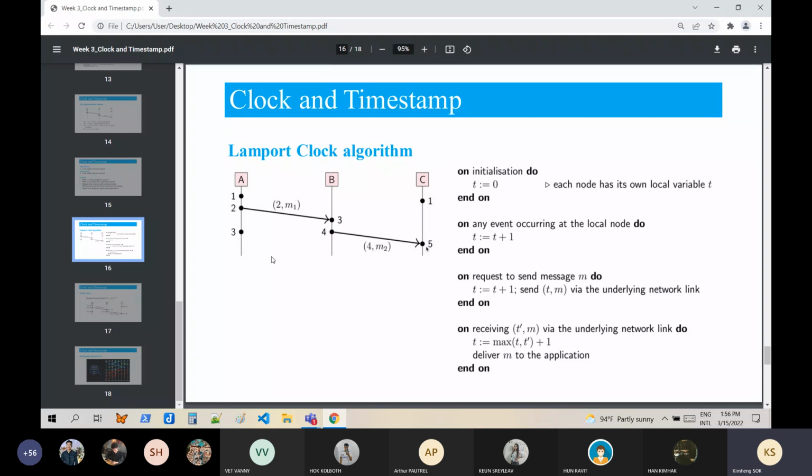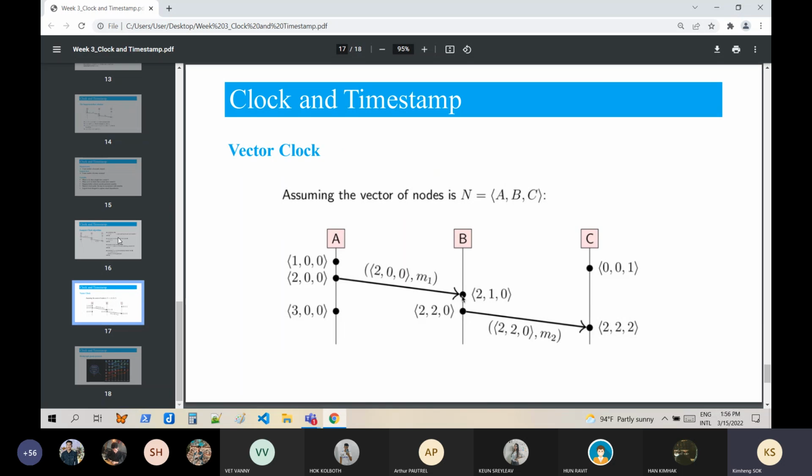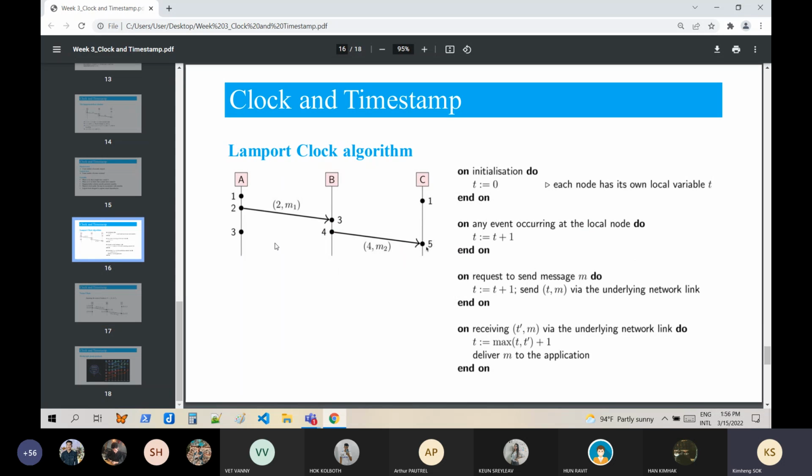So the first case: do 3 and 3 here happen in the same computer? Yes or no? No. So no, which means the first case is not correct, which means we don't know. The answer is we don't know if this 3 happened before this 3 or this 3 happened before this 3, because they did not happen in the same computer. So that is case 1.